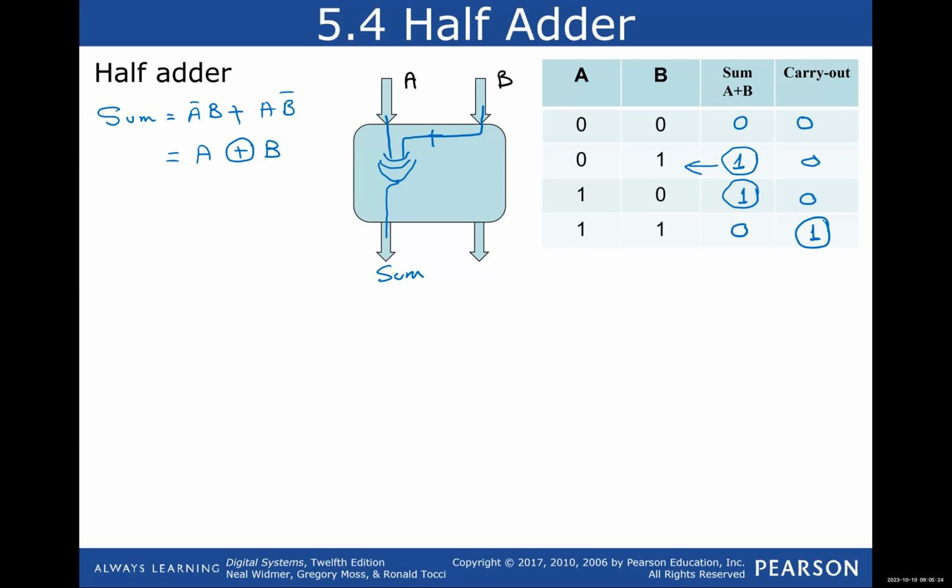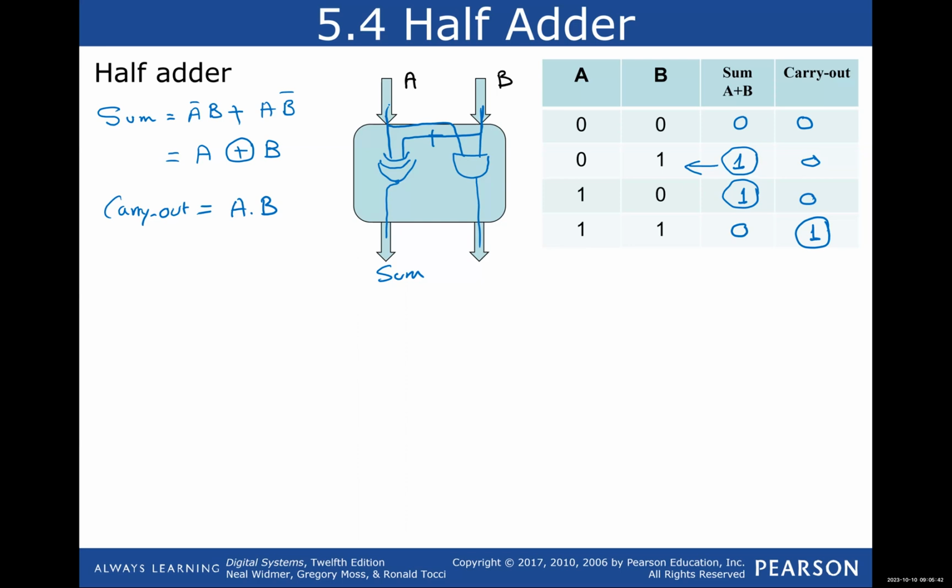What is the midterm for that? It's only one midterm, AB. So your carry out is just A ANDed with B. So that means that I'm just going to have an AND circuit here. Going to connect the B and connect the A. Okay.